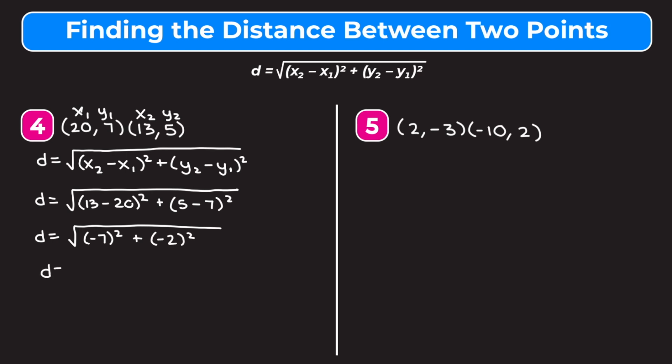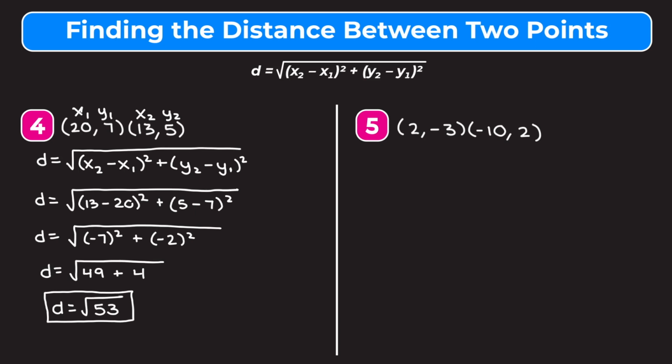We're going to continue to simplify. We have the square root. So negative 7 squared is a positive 49. Negative 2 squared is a positive 4. We're going to add 49 and 4 to get 53 under our root. We can't simplify the square root of 53, so we're going to leave it as is. So we get a distance of the square root of 53.